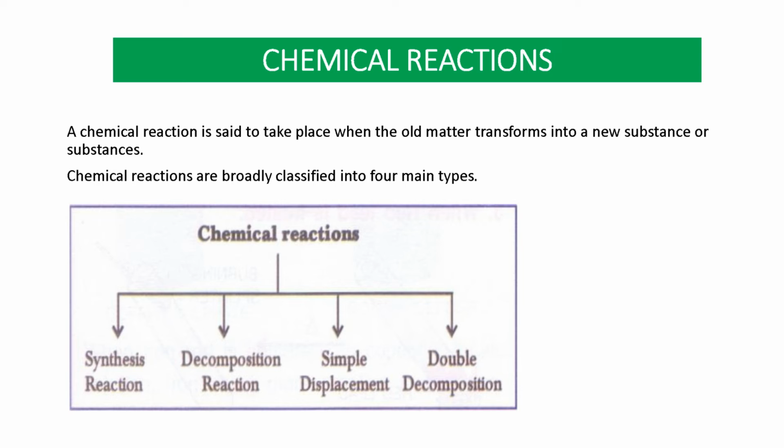Chemical reactions are broadly classified into 4 main types: synthesis or combination reaction, decomposition reaction, simple displacement, and double decomposition or double displacement. So there are 4 types of chemical reaction. We will see these chemical reactions one by one.